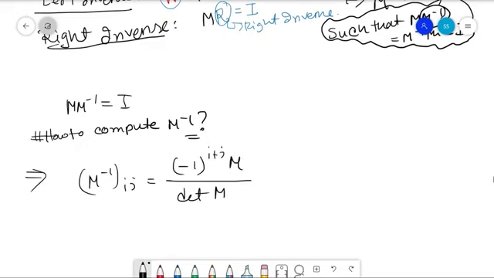And this M, let's denote it with M prime, is just the minor of the matrix M. Now in case you are confused by this formula, let's try to see an example and hopefully this will make sense. So let's erase it.